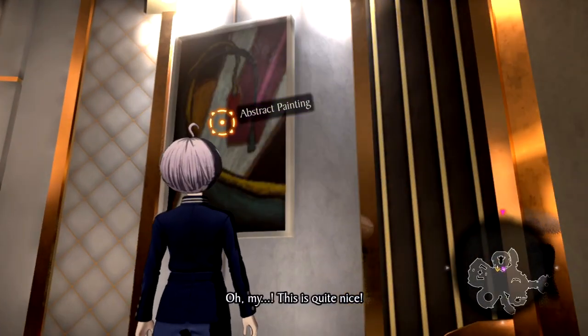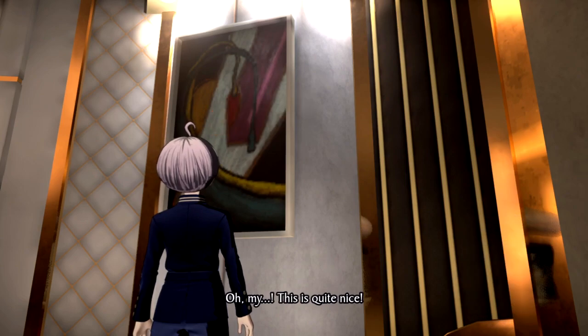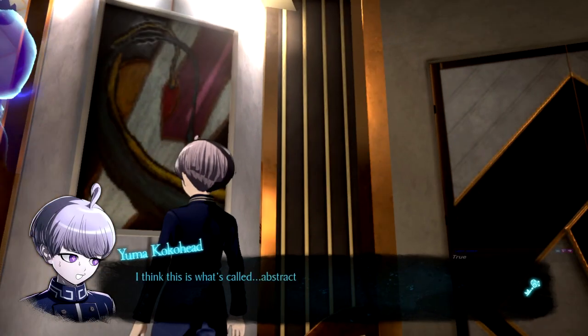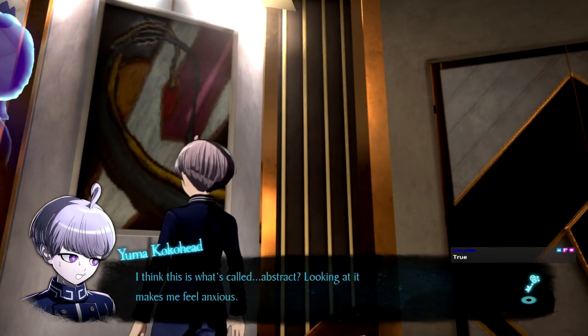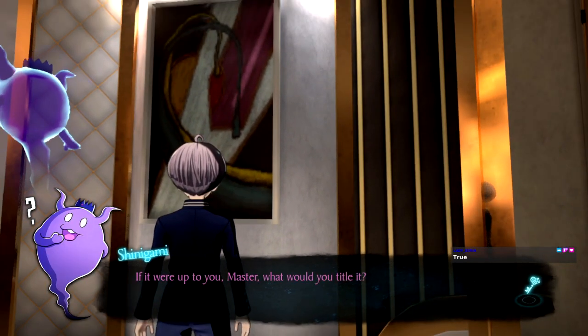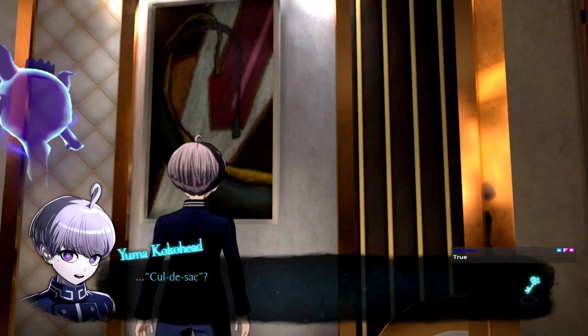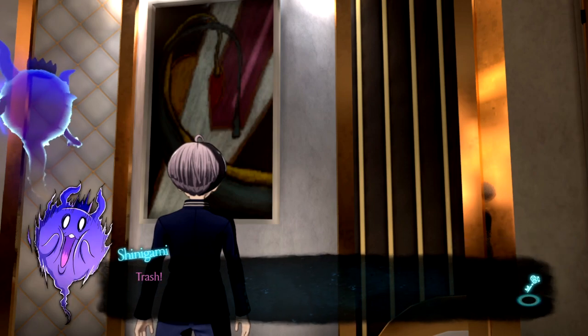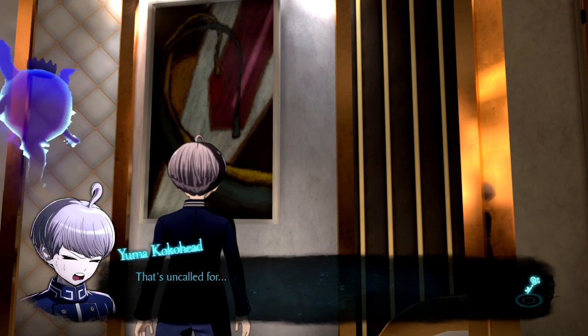Oh my! Ultra stylized, but could be. I think this is what's called abstract. Looking at it makes me feel anxious. Hey! If it were up to you, Master, what would you title it? Cul-de-sac? Trash! That's uncalled for.